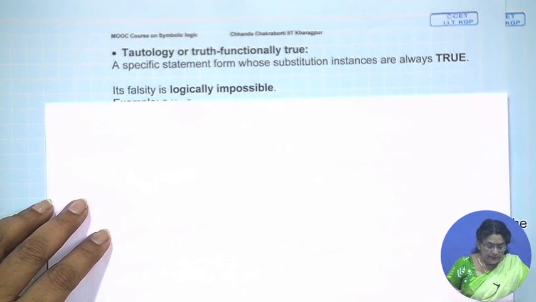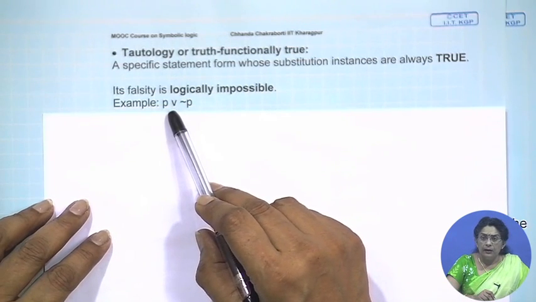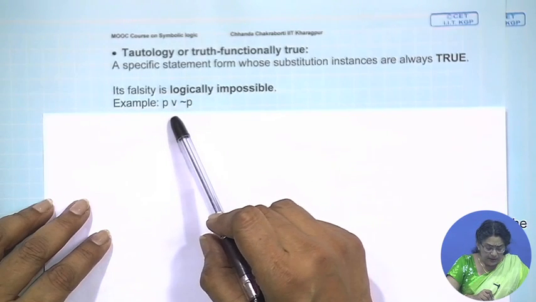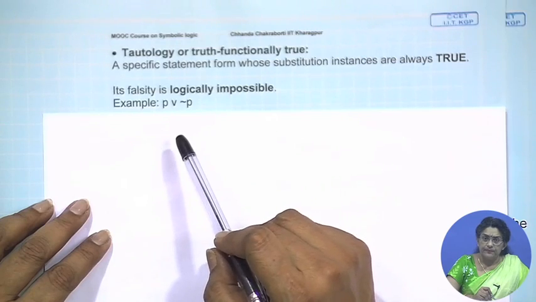Fine. If you want to know what are they, which forms we are talking about, well, one of the very well known forms that you can probably identify with immediately is P or not P. Okay.